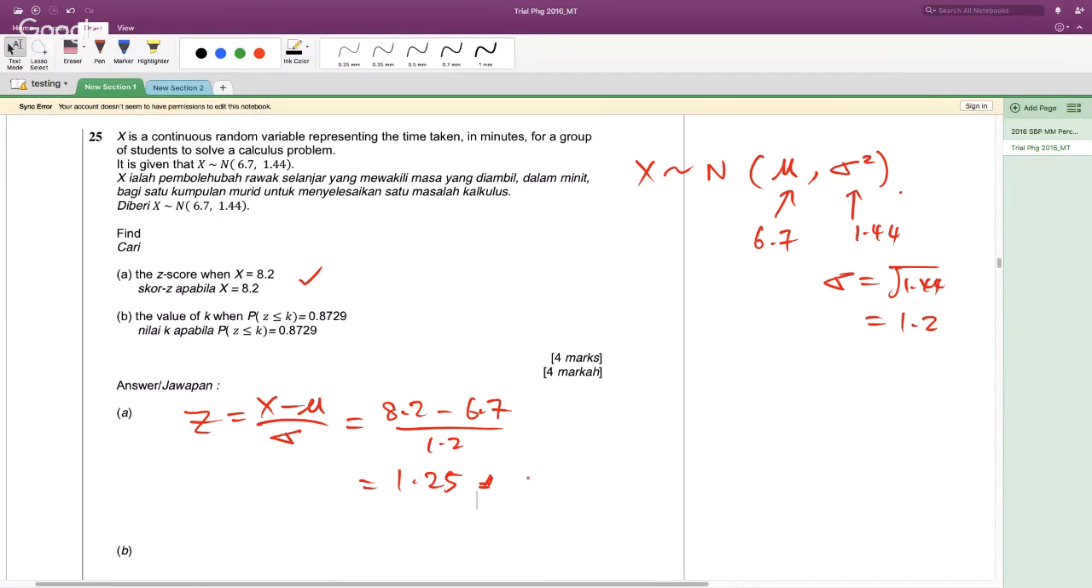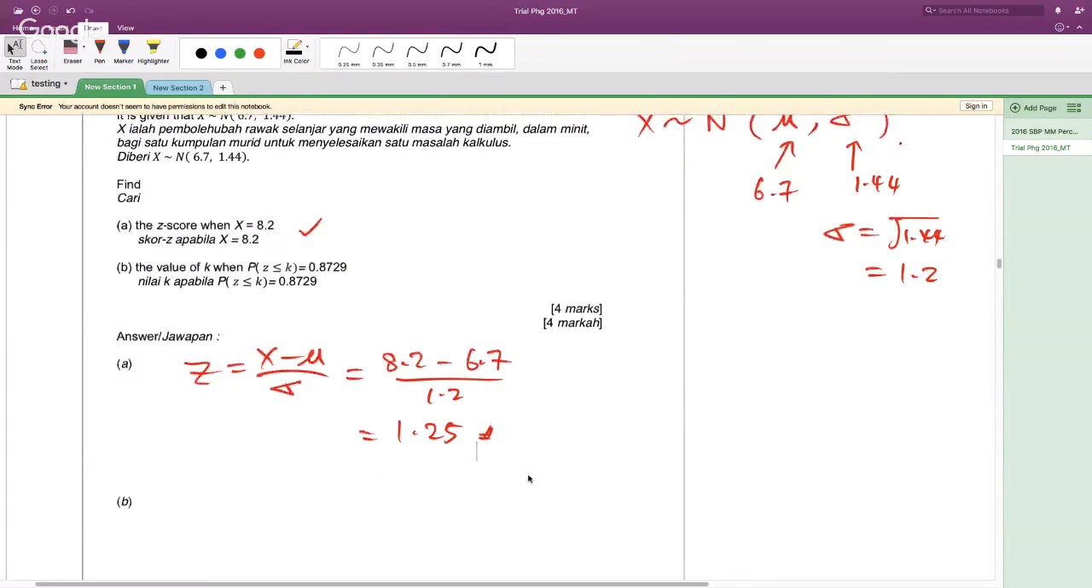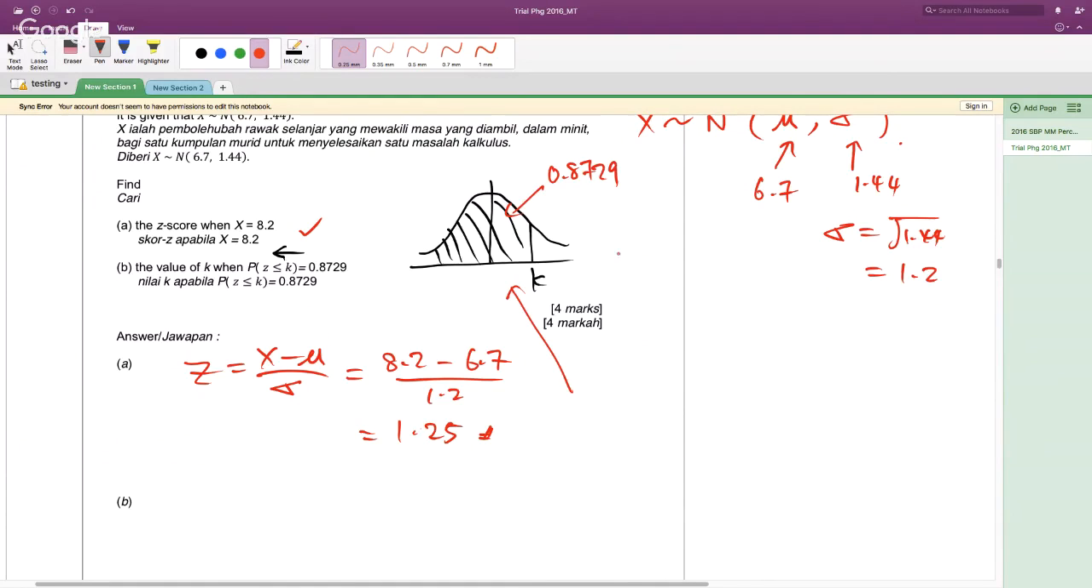Then what we do next is the last part, the value of k. For this one I will always draw out the bell-shaped diagram. The probability of Z less than k means shade in this direction. So I guess the k should be somewhere here, because the area should look like 0.8729. If you open up your z value table, there's no way you can get a probability bigger than 0.5.